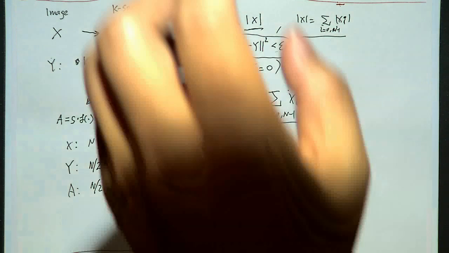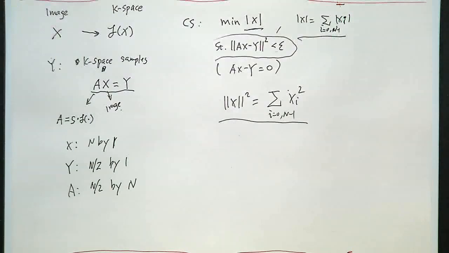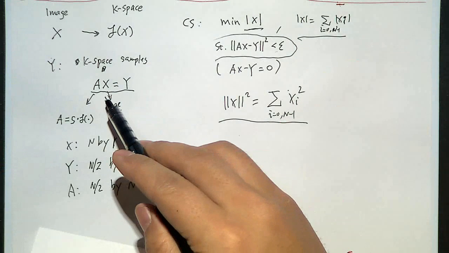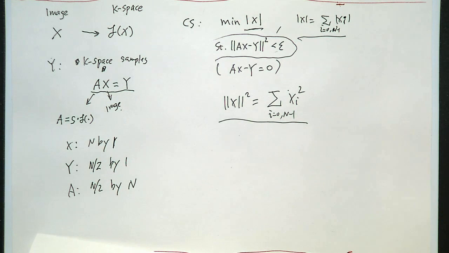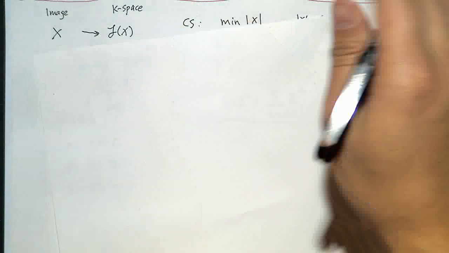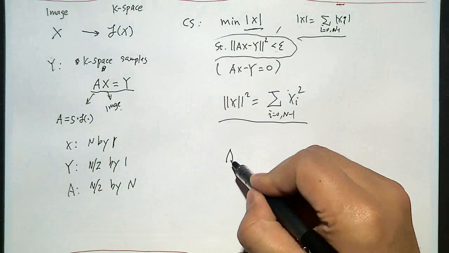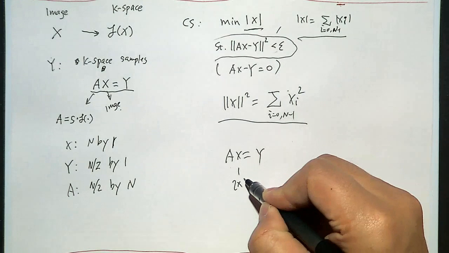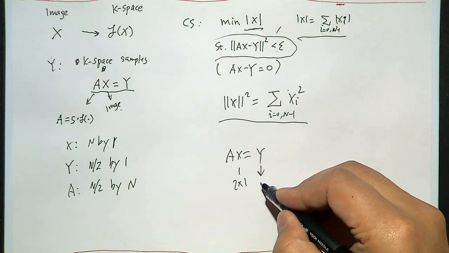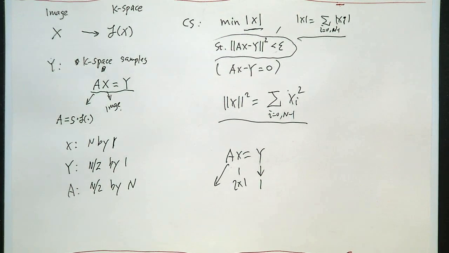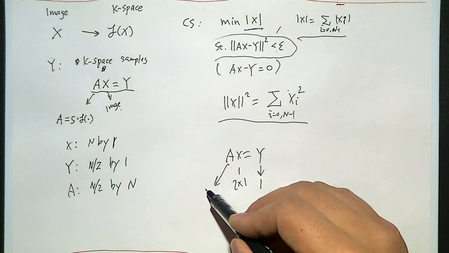All right, so how does that work? Let me just get another piece of paper. Let's simplify it a little bit. So this is an n by 1 vector. Let's say in a very simple scenario where I only have two voxels, so n is equal to 2. That's Ax equal to y. Now x is 2 by 1. For y, let's say we do undersampling by rate 2, so y is really just one measurement. And what is the size of A? So 1 by 2, right?